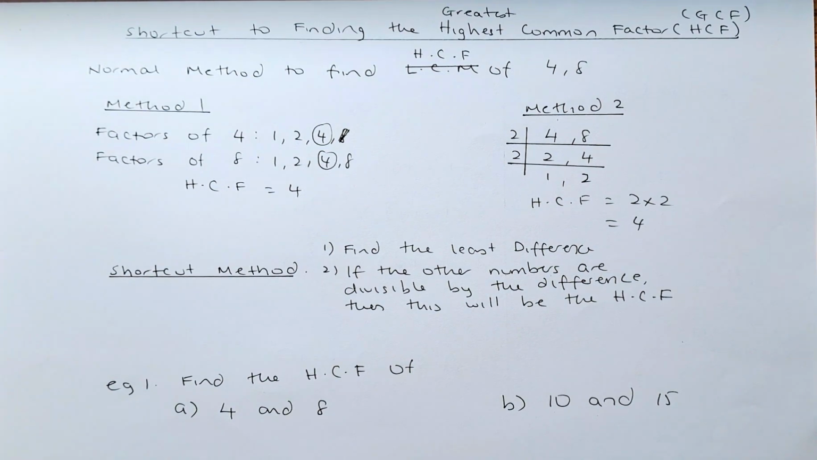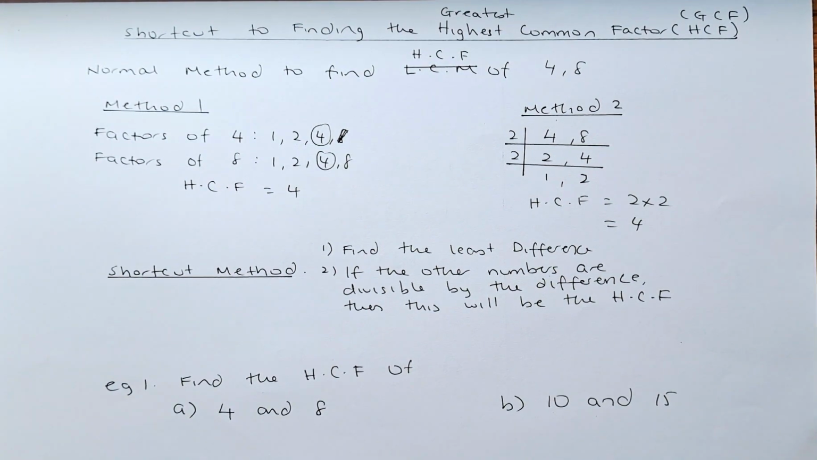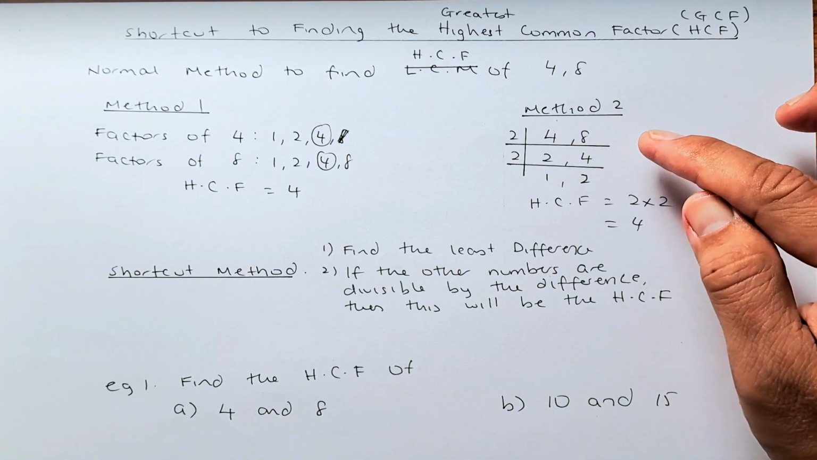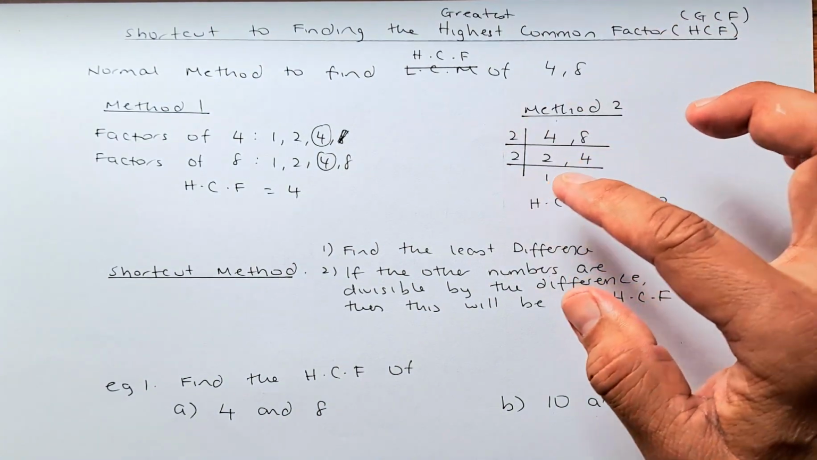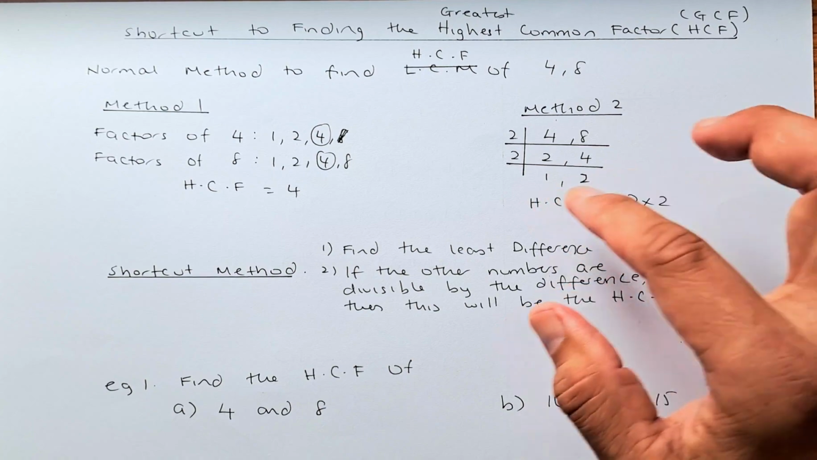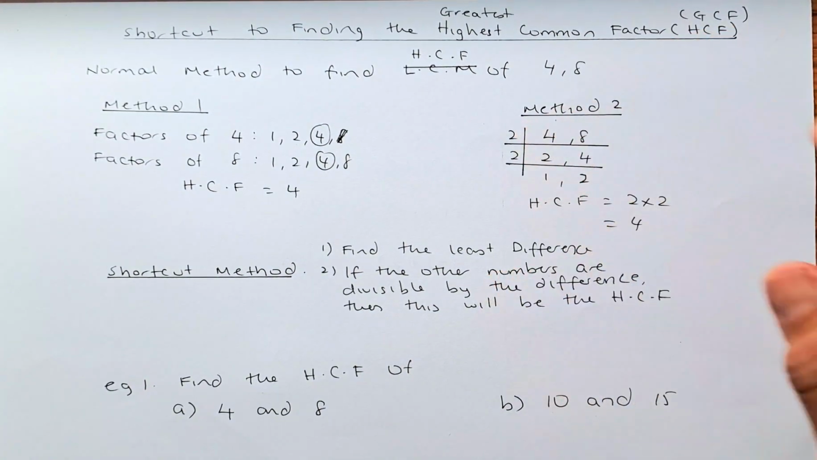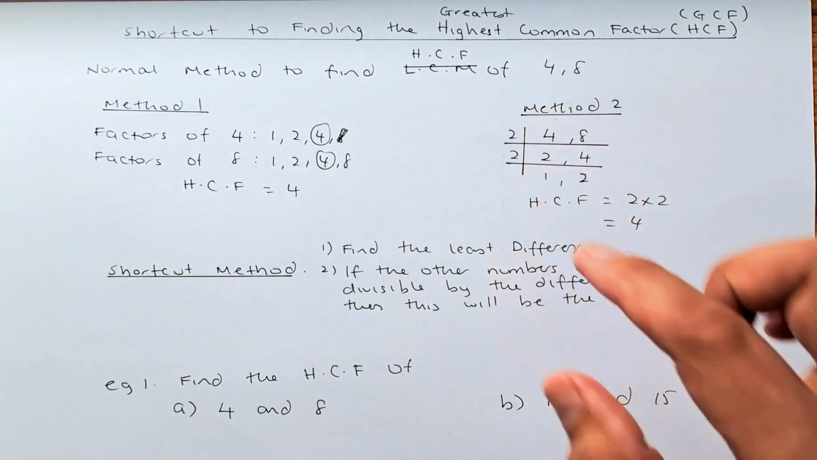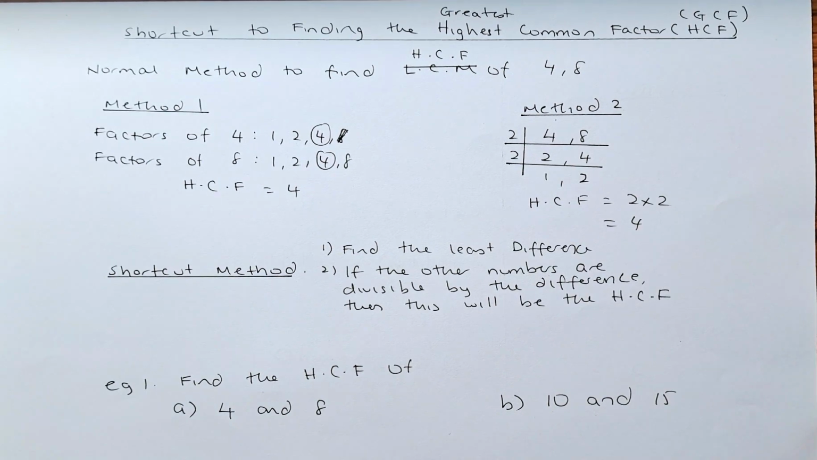Or the other way, in some places in Asia, we learn this method, okay? So for 4 and 8, you divide by 2, so it becomes 2 and 4, and divide by 2, you are left with 1 and 2. There's nothing common anymore, so that's why we stop there. So the highest common factor is 2 times 2, and that will give you 4.